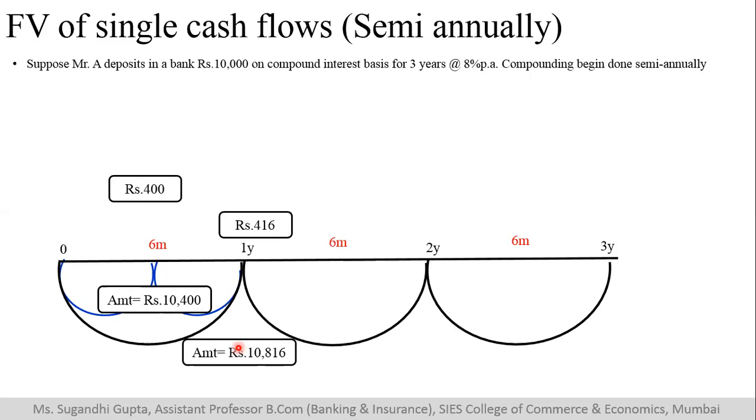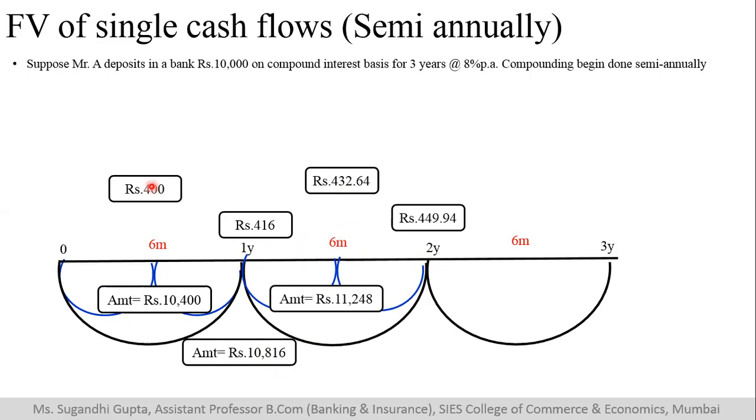10,816. Now the next year's interest, that is from 12 months till 18 months, will be calculated on this amount and the cycle will keep on going. So again, it will be 2 cycles in a year. This interest has been calculated on 10,816. If you add this value to 432, you get approximately this. Now the next interest will be calculated like that. So it is calculated every 6 months.